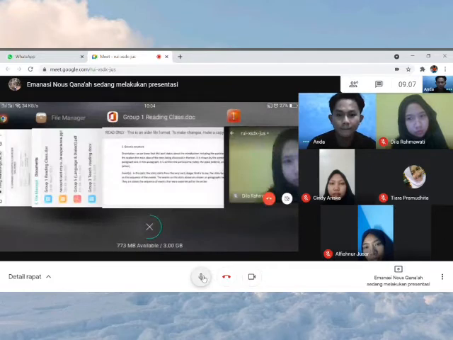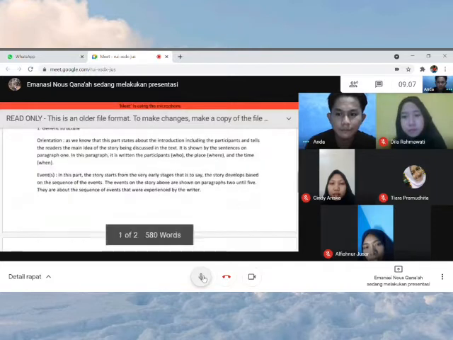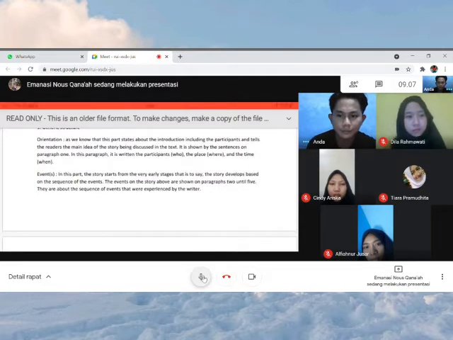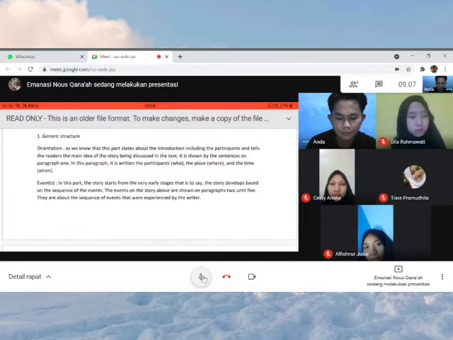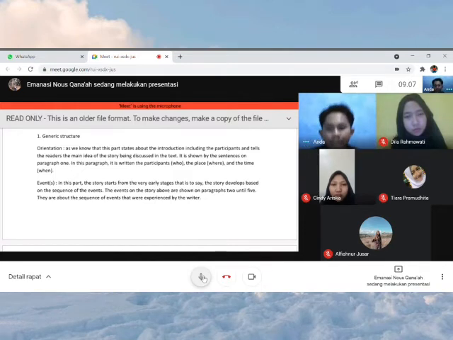Generic structure. Pertama, orientation. As we know, this part states the introduction including participants and tells the reader the main idea of the story being discussed in the text.